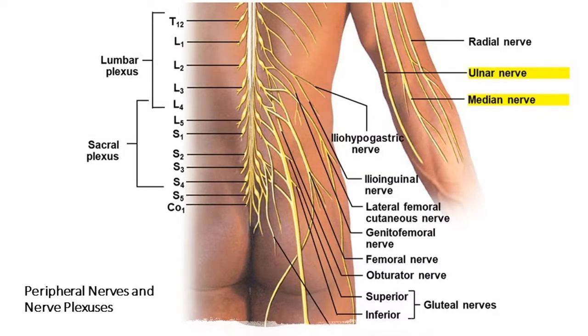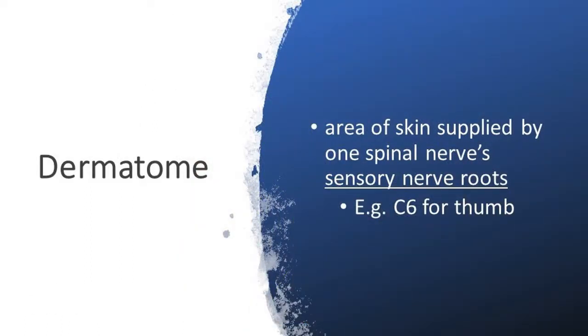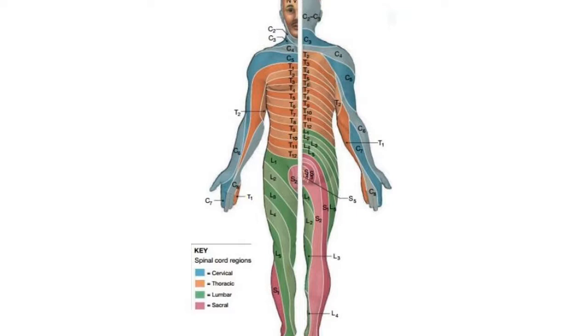In this diagram you can see some of the major nerves that come out from the nerve plexus. The highlighted ones are ulnar nerve and median nerve, which come out from brachial plexus. Now we need to understand what is dermatome. Dermatome is the area of the skin that is supplied by one spinal nerve, and this is a sensory supply that we are talking about. I will show you on a diagram.